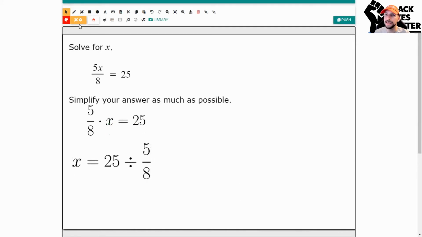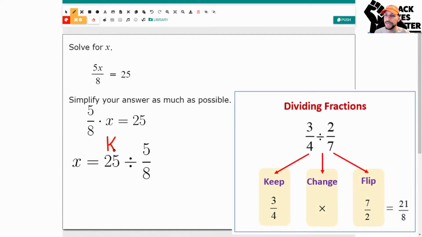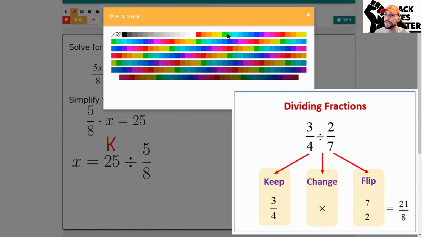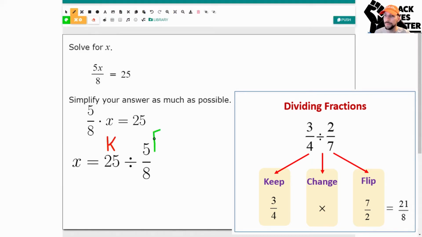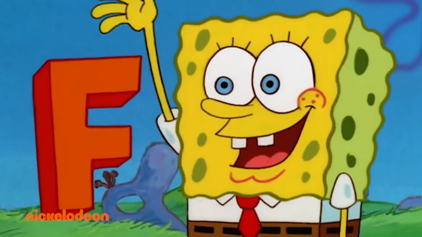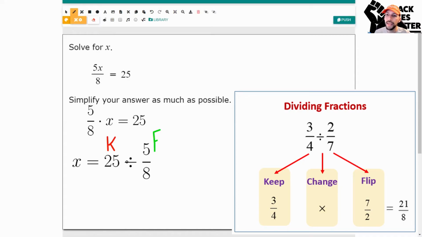Now let's illustrate our KFC. We're going to keep the first of these items because we're dividing by a fraction. We can't do that. We're going to flip the second of these. We're going to flip this fraction. F is for friends who do stuff together. And then we're going to change our operation.